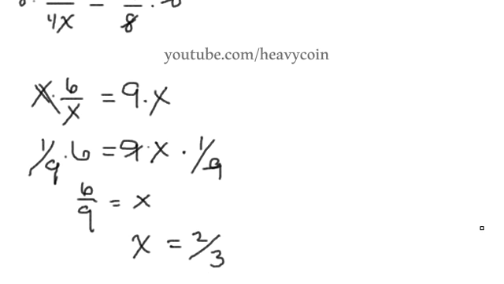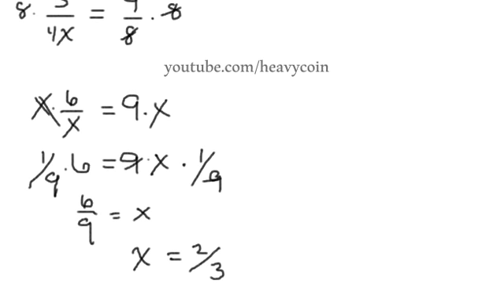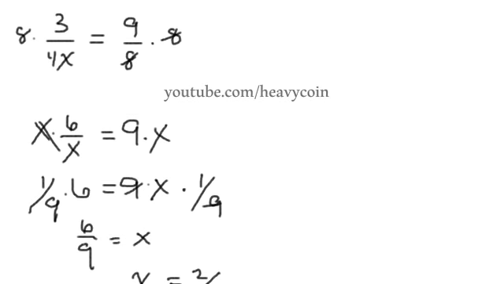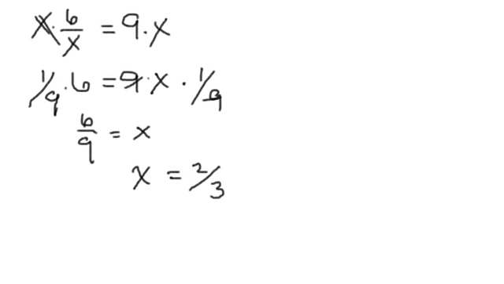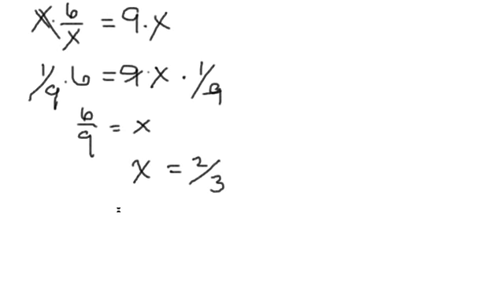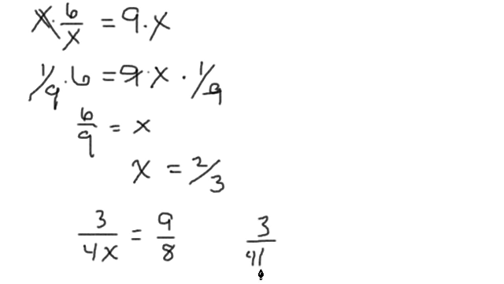Now a way to check this, and we're not going to do this every time, but you would go back. Let's just rewrite the original here. 3 over 4x is equal to 9 over 8. So you would take this 2/3 and plug it in for the x here. So we'd have 3 over 4 times 2/3, and that's got to equal 9 over 8 now.